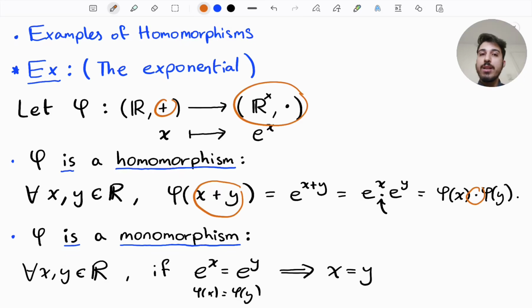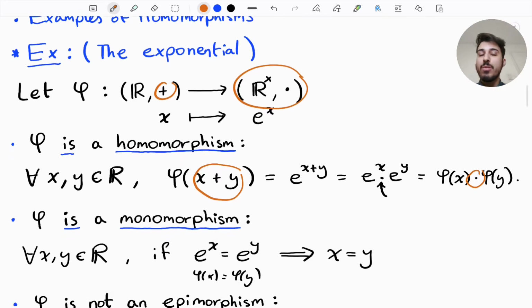And in fact, phi is not only a homomorphism, but it's also injective, making it a monomorphism. So for all x and y in R, if e to the x is equal to e to the y, which basically means phi of x is equal to phi of y, we know that exponential is by nature a function that is injective, because if we apply the natural log ln to both sides, we will get rid of that e and we will have x is equal to y. So it is in fact a monomorphism.